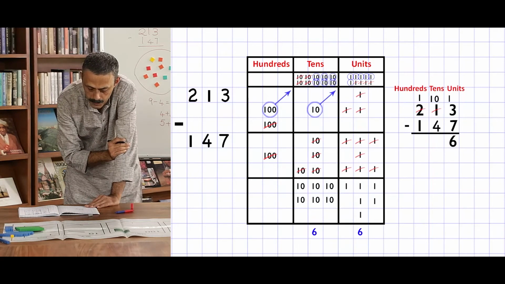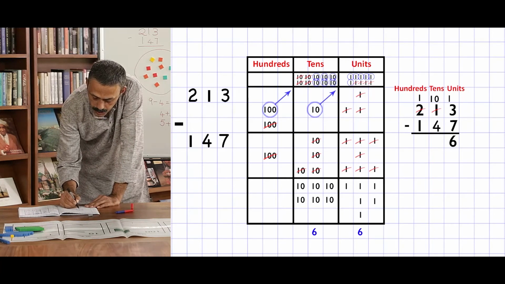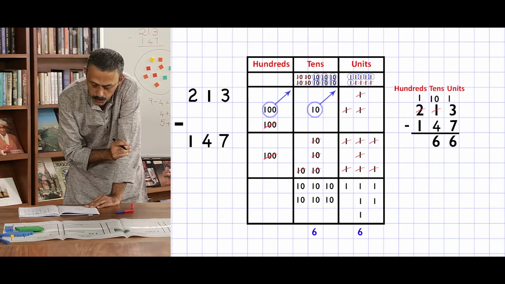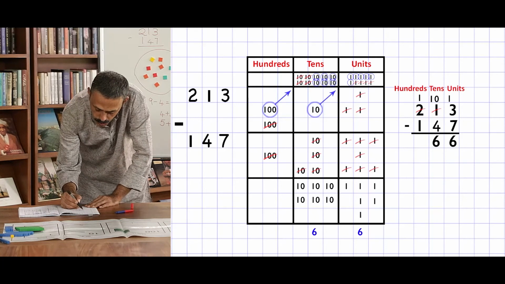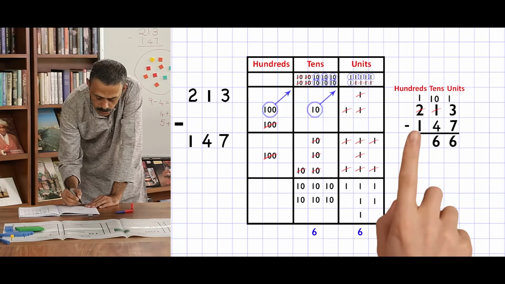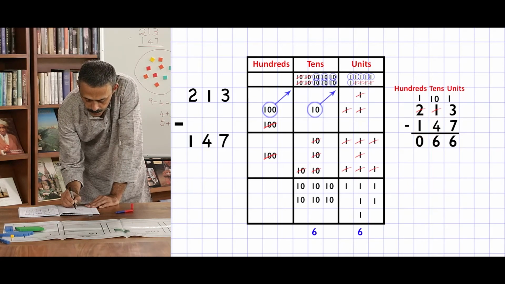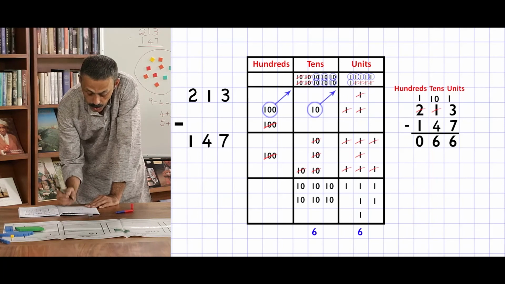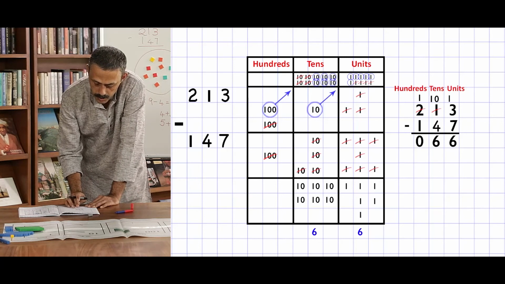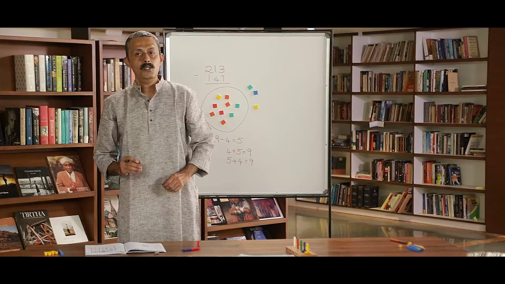It got regrouped as 10 tens. I have 10 tens now. If I remove 4 tens from there, I am left with 6 tens. What do we have in the hundreds place? If we remove 100 from 100, I have nothing left. So the answer is 6 tens and 6 units, 66. If you remove 147 from 213 or if you subtract, 66 is the answer.